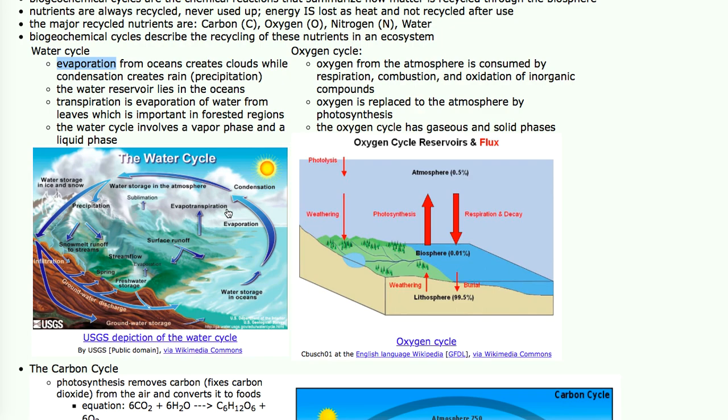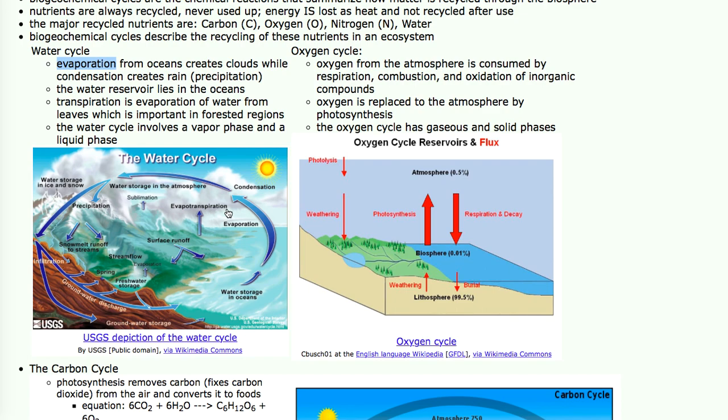The water tends to run into the oceans, and in the oceans, eventually it'll evaporate back out and go back into the air. So the water cycle involves the vapor phase, which is where water's in the air, and the liquid phase, where water is in basins, either lakes or the ocean or rivers or streams or creeks. So the water cycle is pretty simple.